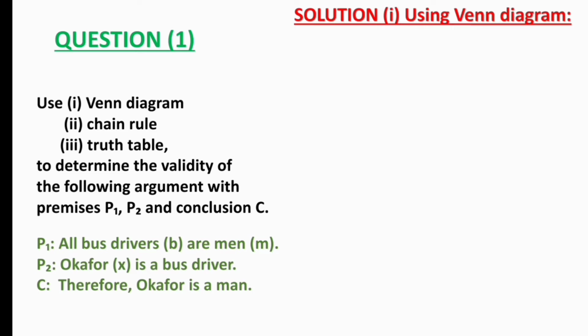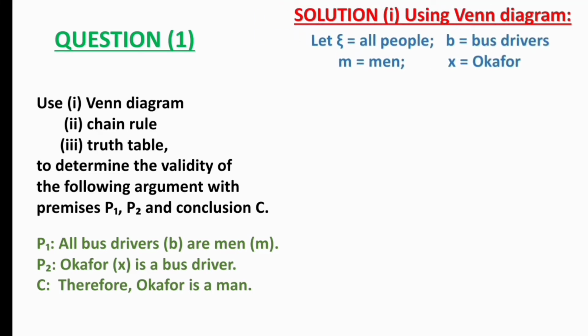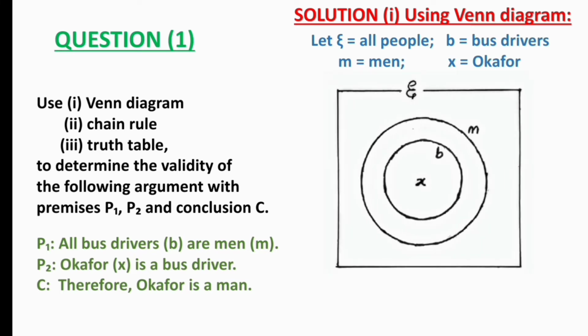The solution by using Venn diagram goes like this. In the Venn diagram, let the universal set be all people. Of course, B represents bus drivers, M represents men, X representing Okafor. From the diagram, premise 1, all bus drivers are men. That means the circle for bus drivers is inside the circle for men. That's an implication. The premise 2 says Okafor X is a bus driver. That means X is inside the circle for B, bus drivers.